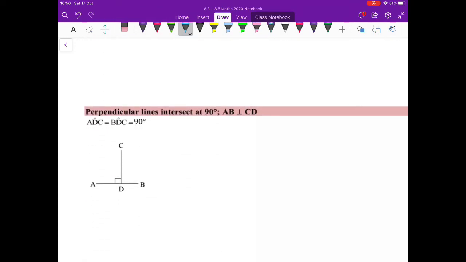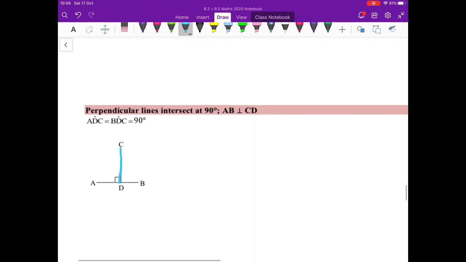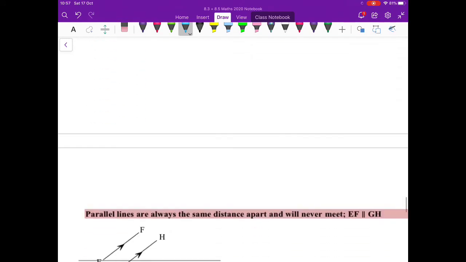Perpendicular lines, well, CD is perpendicular to AB, they intersect or they bisect at 90 degrees, so perpendicular lines meet or cut at 90 degrees.